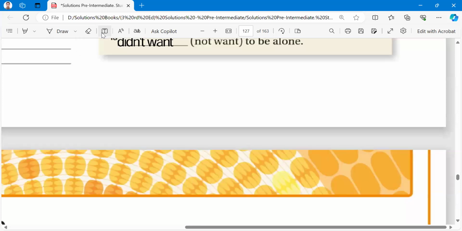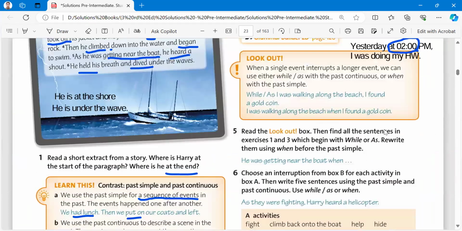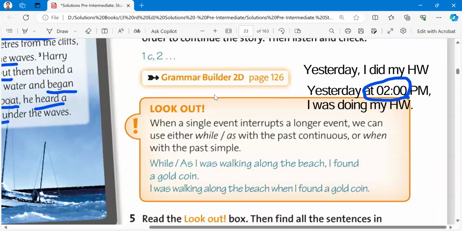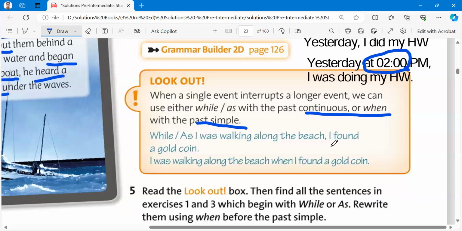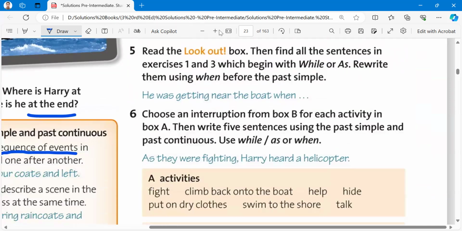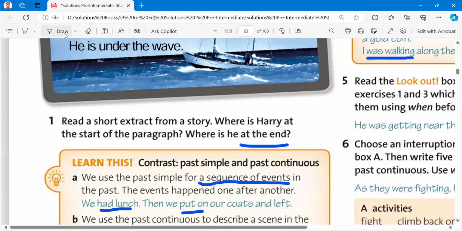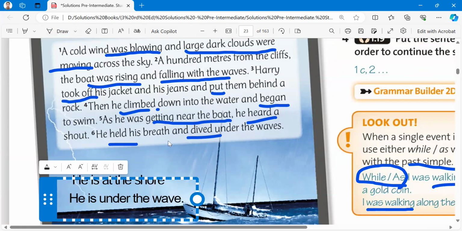So that's it now. I guess we can go back to our student's book here, 2D. Now, when a single event interrupts a longer event, we can use either while or as with the past continuous, or when with the past simple. In the grammar builder, we have some of the examples as well. As I was walking along the beach, I found a gold coin. Continuous here, and then the second sentence uses the past simple. I was walking along the beach when I found a gold coin. It's simple to know. Look out, he was getting near his boat when... we have talked about it, right? As he was getting near his boat, he heard. And what else?